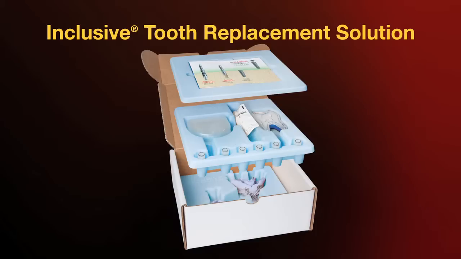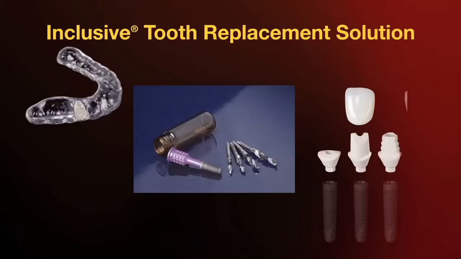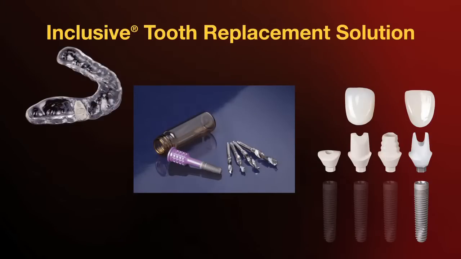As shown here, all the components you will need for the placement and temporization of your case will arrive in one convenient box, including your original impressions and a drill guide reference sheet specific to your selected implant diameter and length. As mentioned earlier, the inclusive tooth replacement solution represents a comprehensive tooth-in-a-box approach to single tooth replacement. After receiving your RX and other pertinent data, Gladwell Laboratories will fabricate and return to you the components seen here.